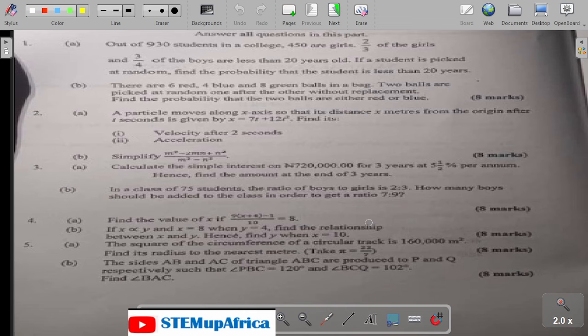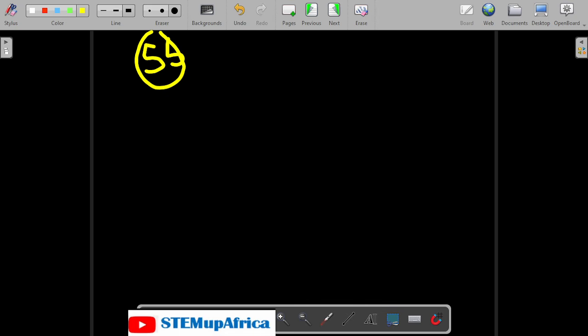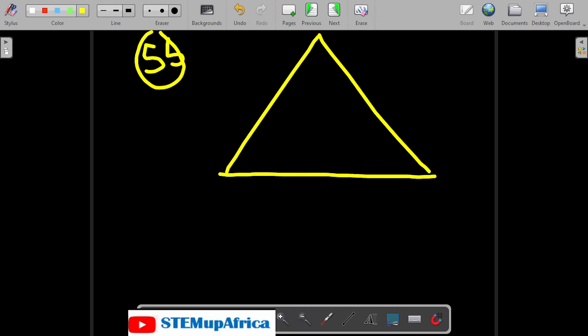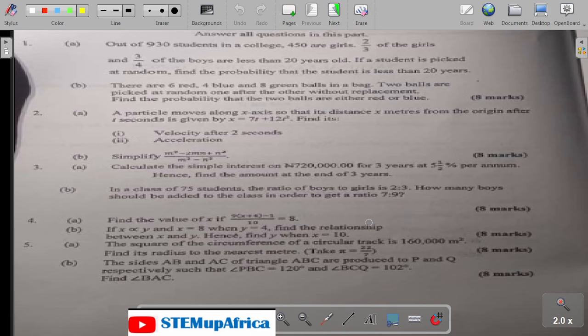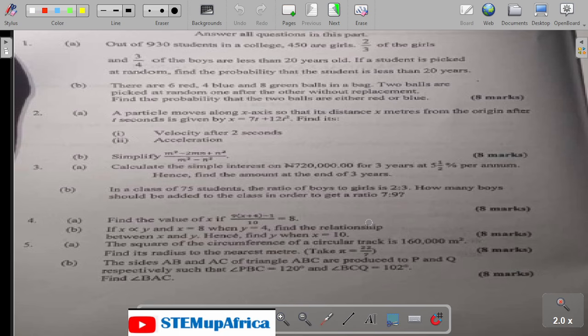Question 5b says the sides AB and AC of a triangle ABC are produced to P and Q. So A is the common point. So 5b. Let's say here is now A, B, C, of a triangle ABC. Let's find the triangle now. Let's just say side AB is produced to P.